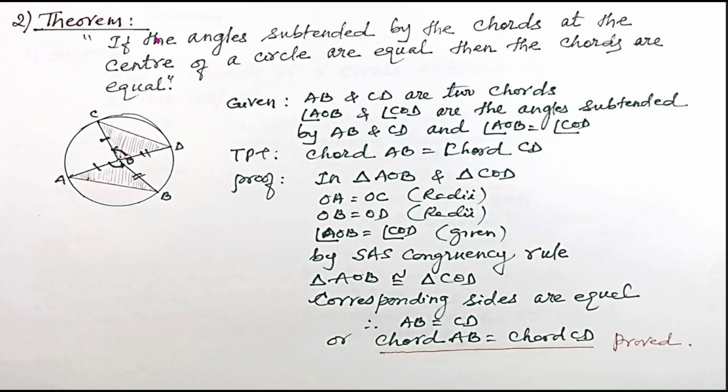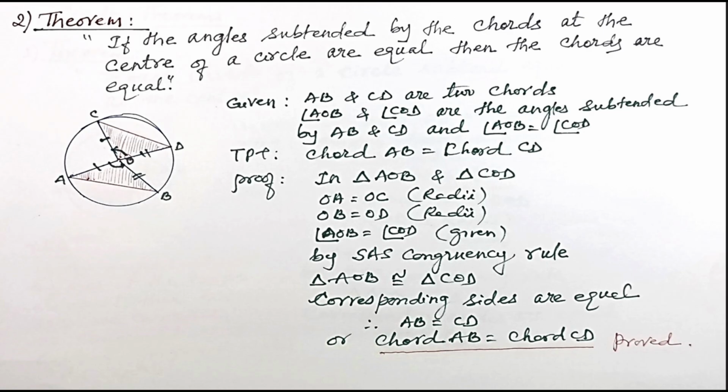Now this theorem is a converse of the theorem which we have just learnt. The theorem states if the angles subtended by the chords at the center of a circle are equal, then the chords are equal. That means we are given the angle subtended by the chord AB at the center is angle AOB, and the angle subtended by the chord CD at the center is angle COD. If angle AOB and angle COD are equal, then the two chords AB and CD are equal. That is what we have to prove. So let us understand the proof of this.